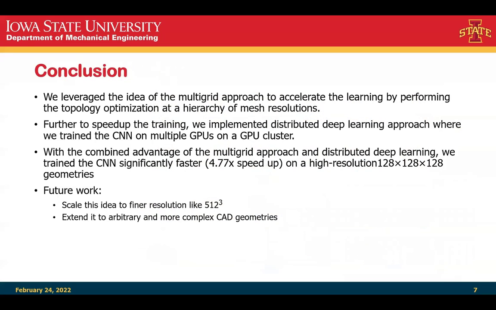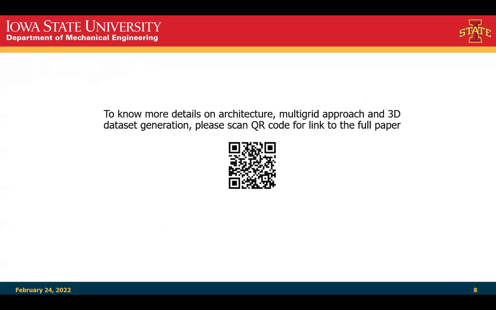To conclude, we leverage the idea of the multigrid approach to accelerate the learning by performing the topology optimization at a hierarchy of mesh resolutions. Further, to speed up the training, we implemented a distributed deep learning framework. With the combined advantage, we achieved around 4.7 times speed up for training on high resolution geometries up to 128 cube resolution. For future work, we want to scale this idea to finer resolution like 512 cube and extend it to arbitrary and more complex CAD geometries.